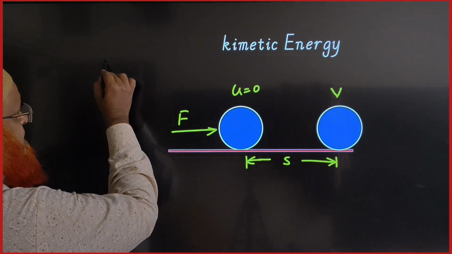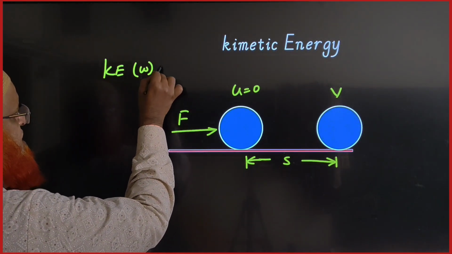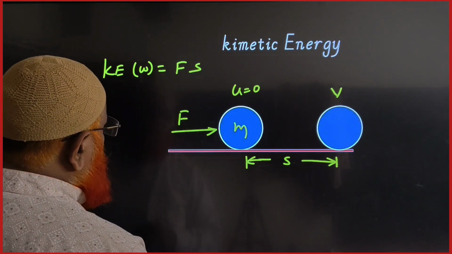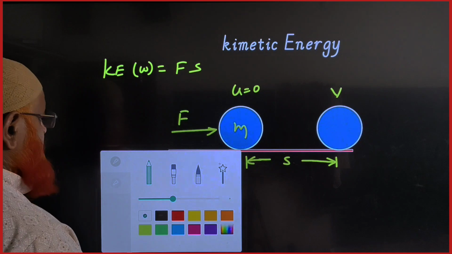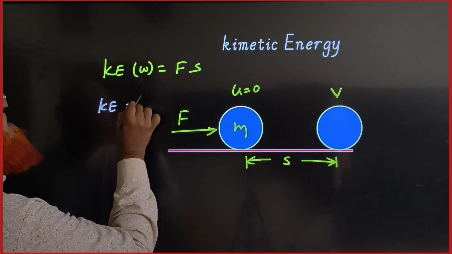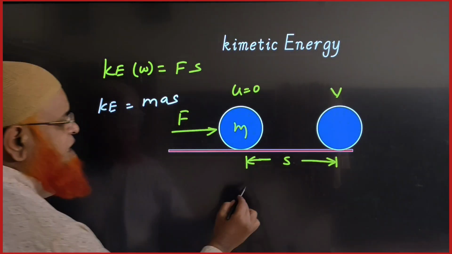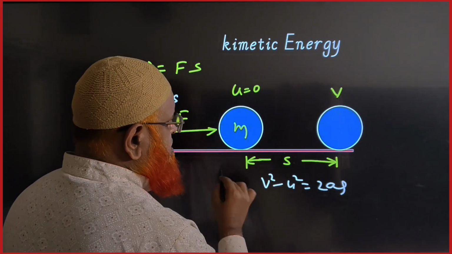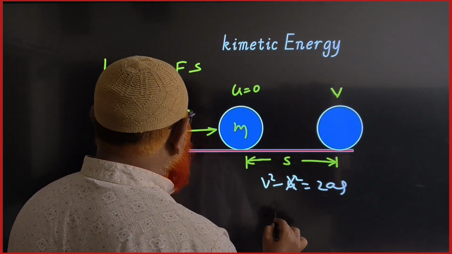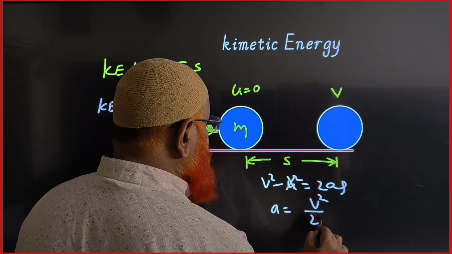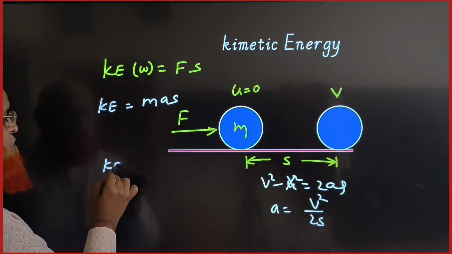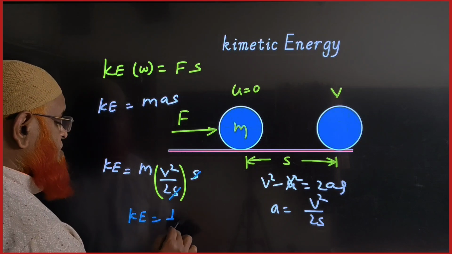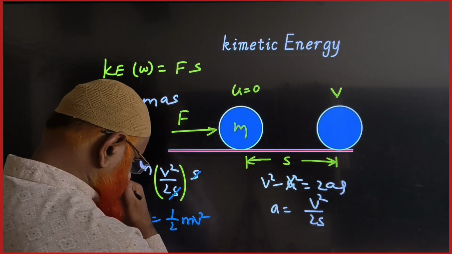So what will you do now? Kinetic energy or work done, both are same. Work done is nothing but force into displacement. This is the mass of the ball. Okay. Therefore kinetic energy is nothing but work, here also work or energy both are same. And you all know v square minus u square is equal to 2as. Initial velocity of the ball is 0, so this part goes. Acceleration is nothing but v square by 2s. So therefore what are the things going to be cancelled? So finally kinetic energy का formula होगा half m v square. ठीक है?